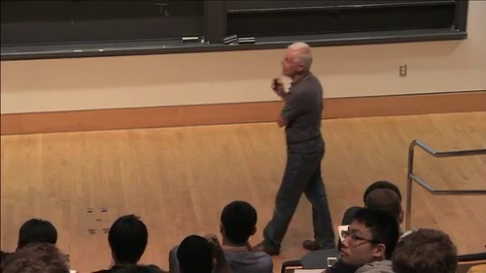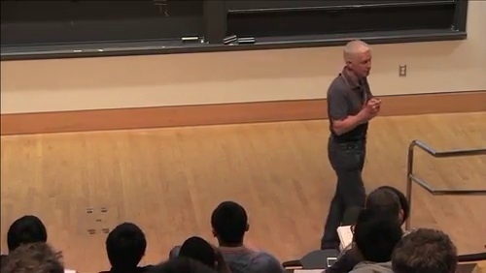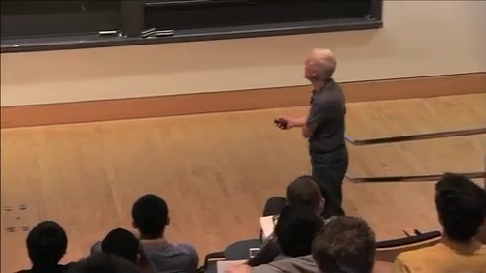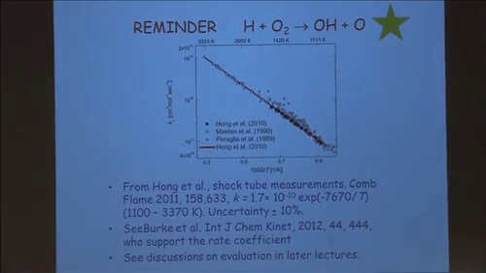I should also show you this. This is a slide that I showed you a few days ago, and I've slipped it in here as well. These are the most recent determinations for H plus O2 by Hong et al. and Masten et al. These Masten et al. values and the Pirraglia et al. values were used within the evaluation, but not the determinations by Hong et al. And here's the recommendation from Hong et al., and there's the expression.